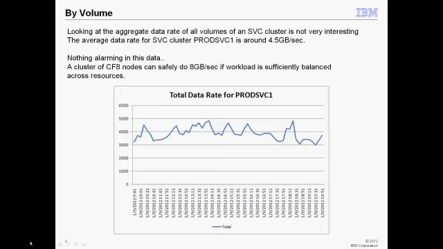Now we'll start looking at some actual data. In this by volume report for our example cluster prod SVC1, the aggregate data rate is up around 4.5 gigabytes per second. There's nothing alarming in this data. A cluster of CF8 nodes can safely do 8 gigabytes per second if workload is sufficiently balanced across resources. That 8 gigabytes per second per cluster value is the first of the rule of thumb values I'll be providing. I'll explain how I arrived at that value later in the presentation.